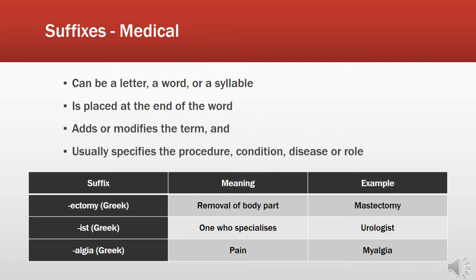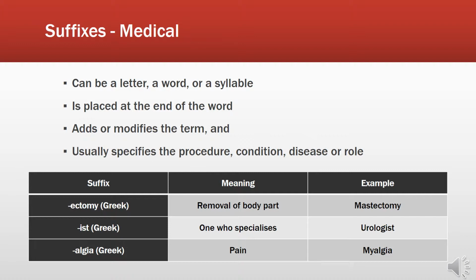Okay, so we've got our root word and maybe a prefix. So what do suffixes tell us? Suffixes add to the end of a word and generally tell us what we're doing, such as the procedure, or what the cause is, such as a condition or disease. It can also be used to tell us that we're referring to a specialist or individual.